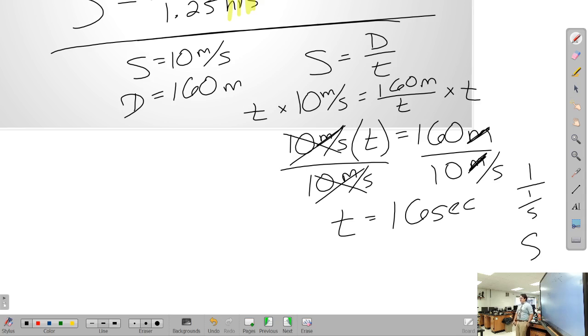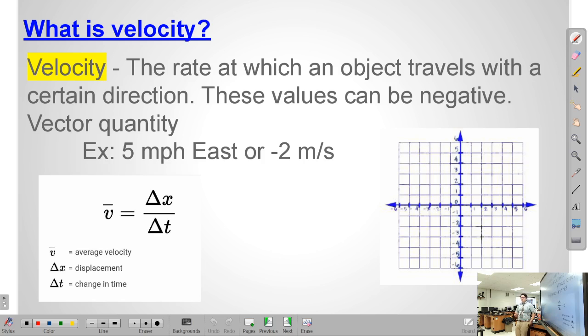Alright. We good here? Speed is easy. Speed is pretty straightforward. However, we're not going to use it too often because we're going to use velocity instead. We're going to use velocity more often.